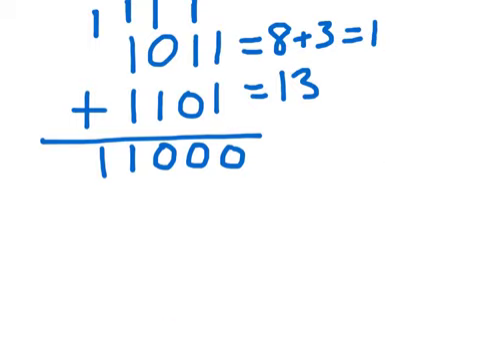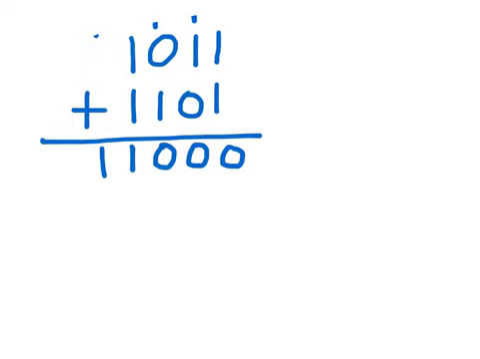So let me recap the rules. All you have to remember is that if a column has all 0s, you drop down a 0. If a column has a 1 and a 0, you drop down a 1. If a column has two 1s, you carry a 1 and then you drop down a 0. And if a column has three 1s, you carry the 1 and you drop down a 1.